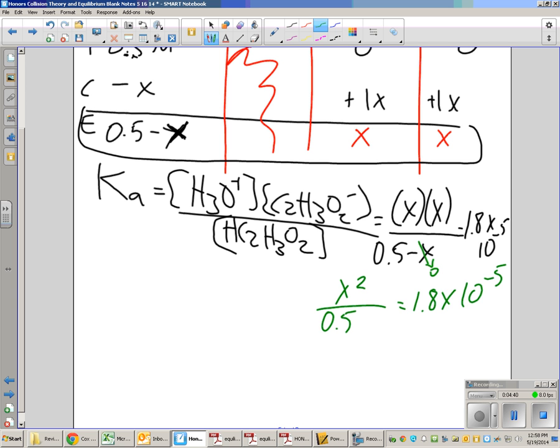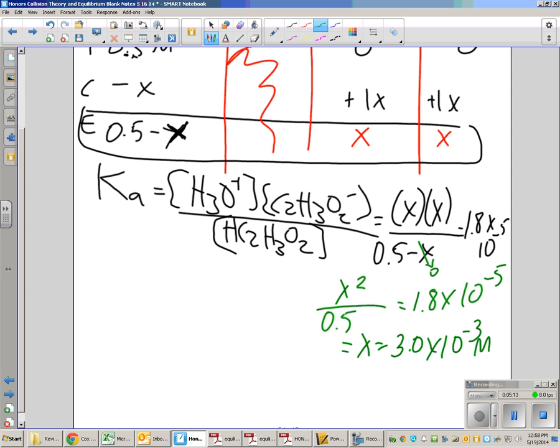How do you solve for x? Do it. I don't want to square root just yet. Multiply by 0.5 and then square root, right? So when you multiply by 0.5, I don't know, 9 times 10 to the negative 6, and square root, 3 times 10 to the negative 3. Somebody check that for me. That's right. x is equal to 3.0 times 10 to the negative 3rd molar.